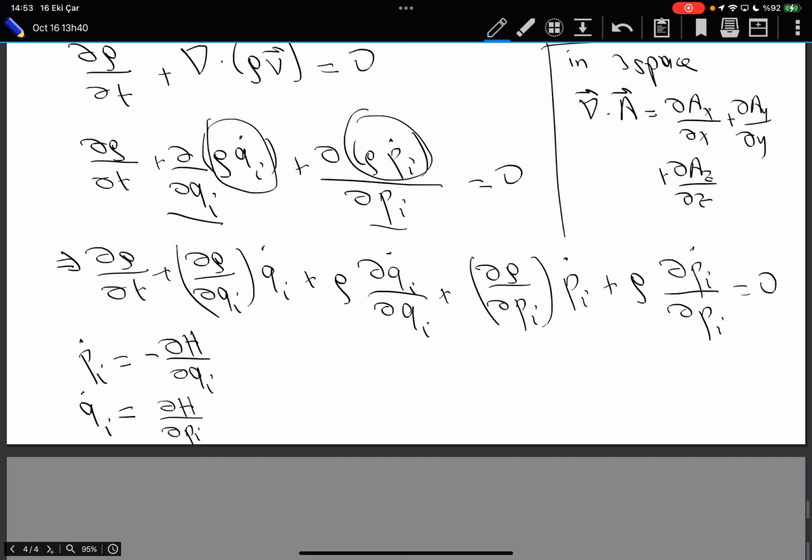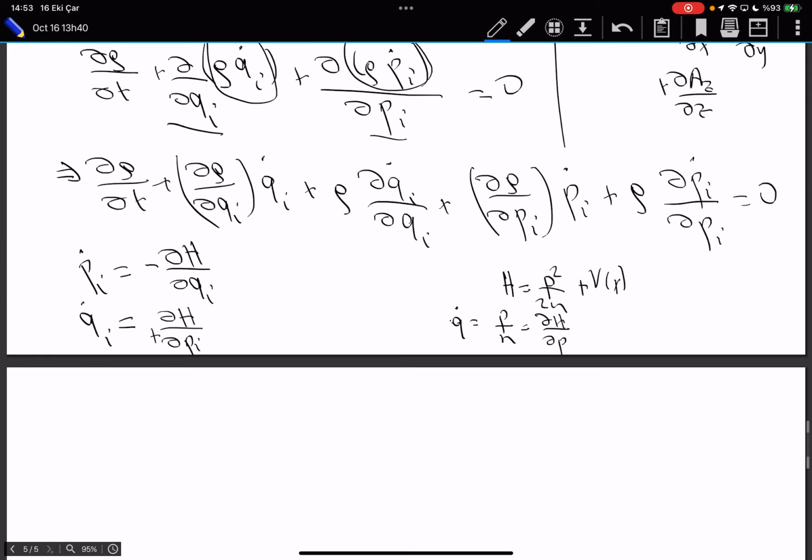Well, if you have trouble remembering which one was minus and which one was positive, you can just imagine a very simple Hamiltonian. So q dot is p over m. This is dH by dp. So this is positive. The first one is negative.